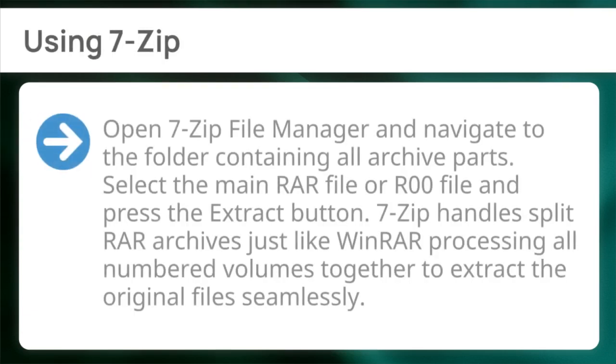Next, using 7-Zip, open 7-Zip File Manager and navigate to the folder containing all archive parts. Select the main RAR file or R00 file and press the Extract button. 7-Zip handles split RAR archives just like WinRAR, processing all numbered volumes together to extract the original files seamlessly.